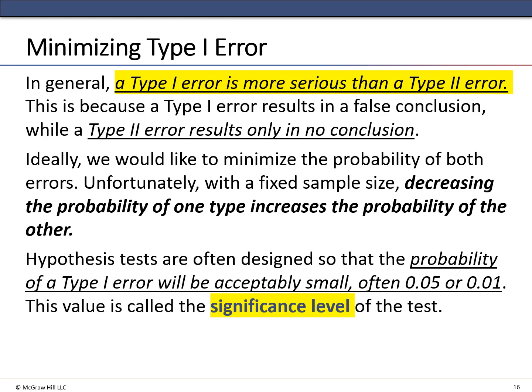Hypothesis tests are often designed so that the probability of a type 1 error will be acceptably small, often 0.05 or 0.01. Now, these are probabilities, so this is like 5% or 1%, right? And this value is called the significance level of the test. We've been looking at some confidence intervals, and this is very similar in thought to that, right? We are 95% confident. Here we have 5% left in the tail, etc. Okay?